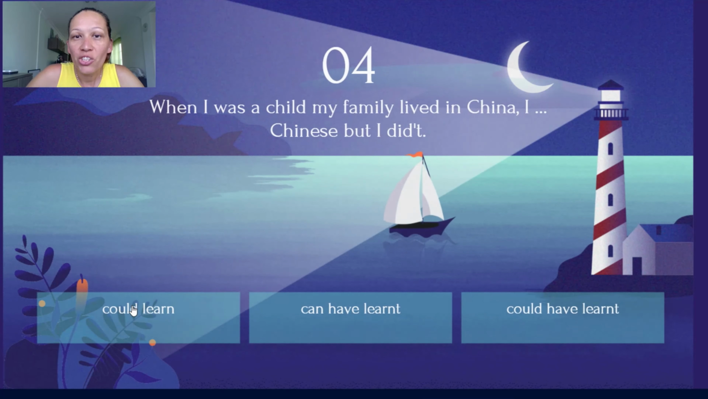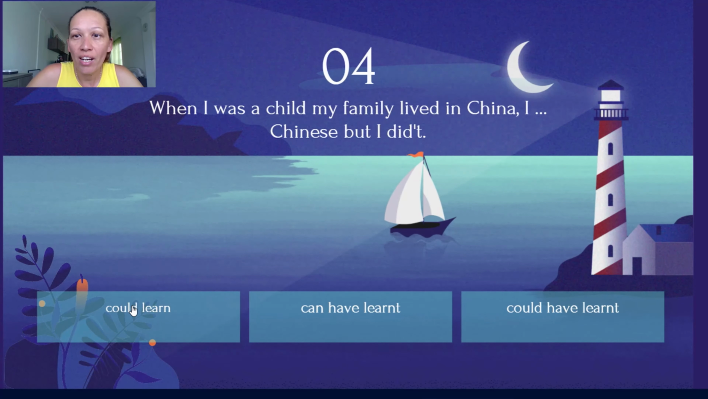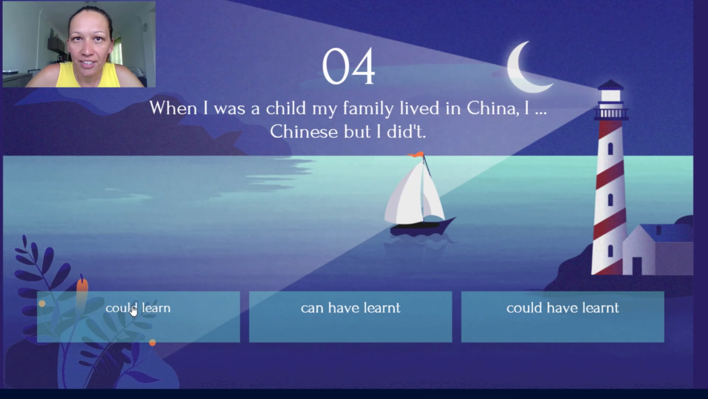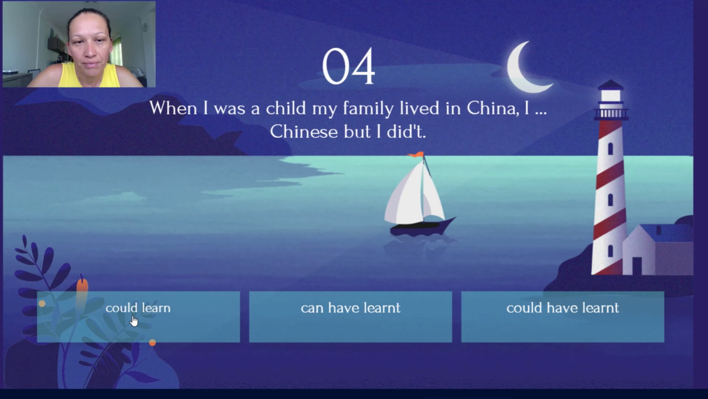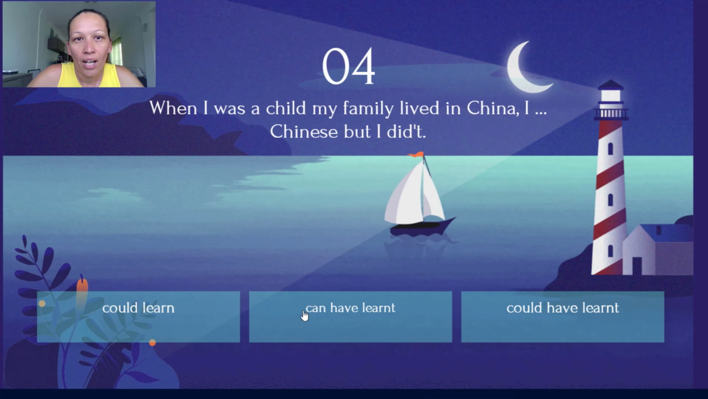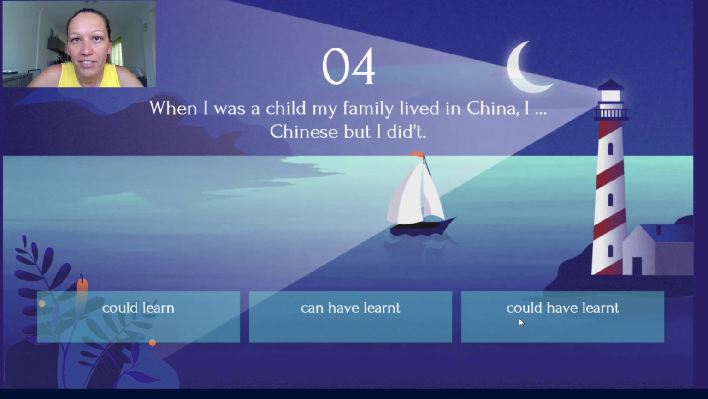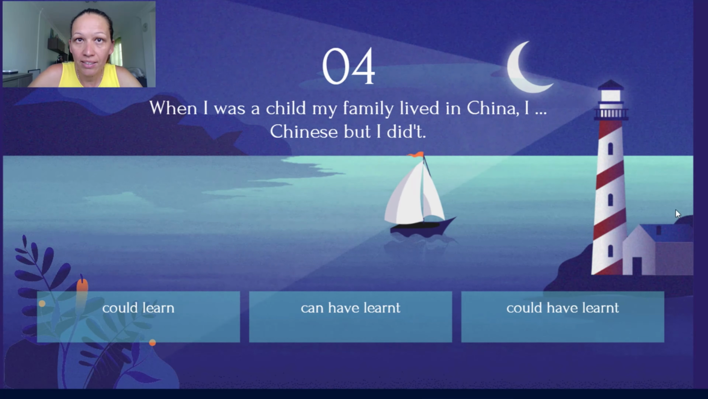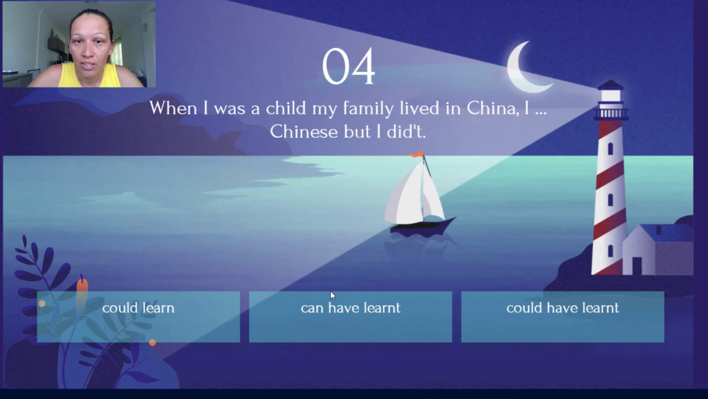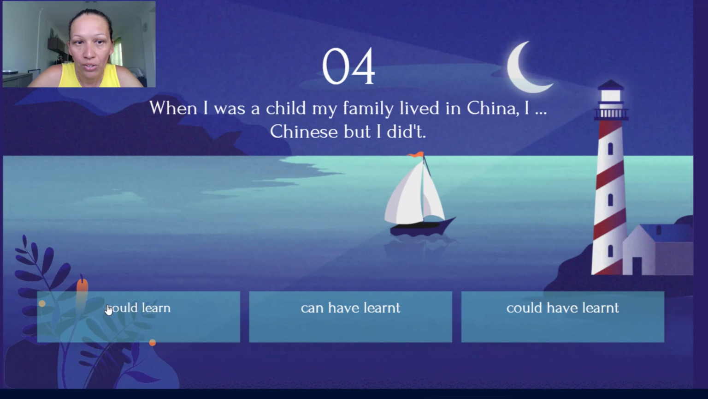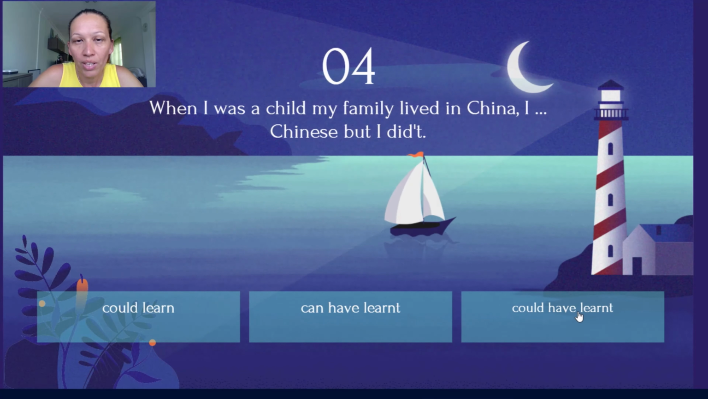Number 4. When I was a child, my family lived in China. I blank Chinese, but I didn't. Could learn, can have learned, or could have learned. Was and lived are saying that it happened in the past. So the sentence is in the past. So we can't use can have learned. We can use could learn or could have learned.